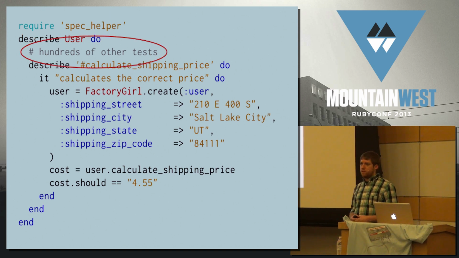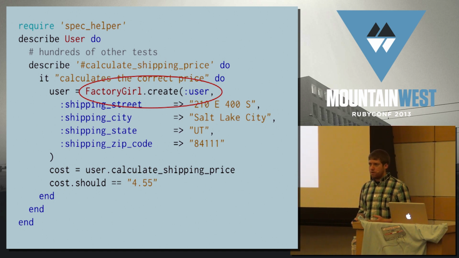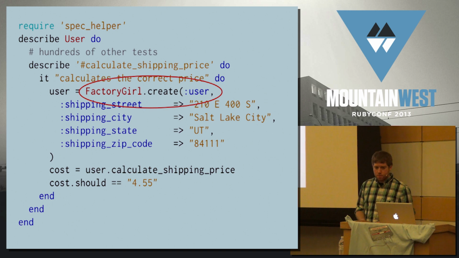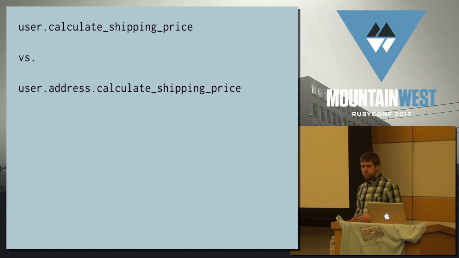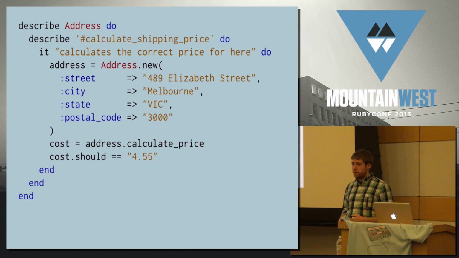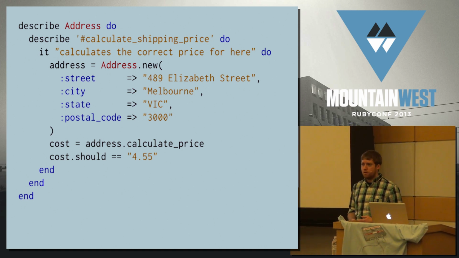There's hundreds of other tests in this file, which is a pretty clear indication that we're violating the single responsibility principle. And finally, we have to use a tool like Factory Girl, and we have to insert data into the database just to get set up for the test. If instead we moved the calculate shipping price method to address, the only dependency in our test is address. There's no need for Factory Girl or to talk to the database. And maybe there's a dozen tests in here, but this model isn't excessively bloated.